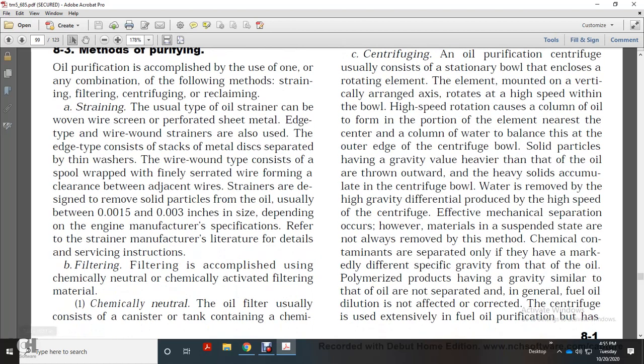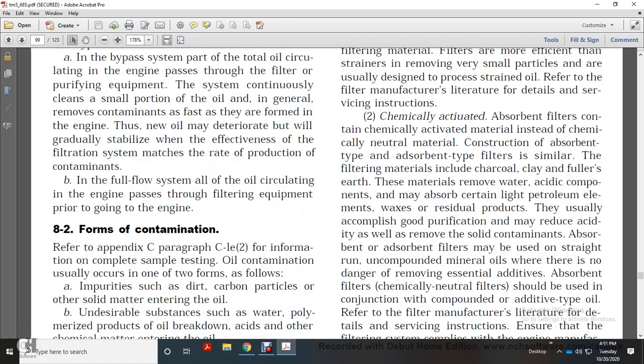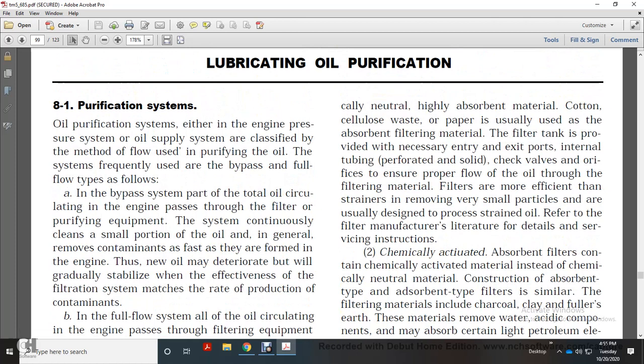Servicing instruction. Filtering is accomplished either with a chemically neutral or a chemically activated filtering material. Chemically neutral: the oil filter used consists of a canister with a tank containing chemically neutral, highly absorbent material such as cotton, cellulose, waste, or paper. The filter tank provides the necessary entry for the existing port, internal tubing, and perforated check valve with the original orifice entry for proper flow of oil through the filtering material. The filters are more efficient than the strainer for the removal of very small particles and are usually designed to produce properly strained oil. Refer to the filter manufacturer literature for the details of the service instruction.